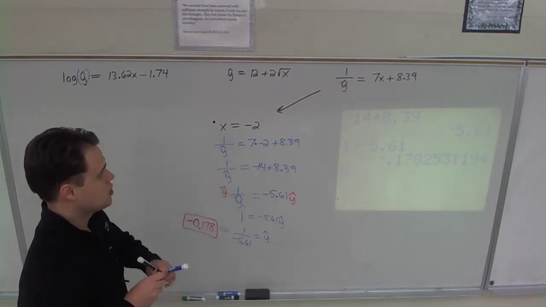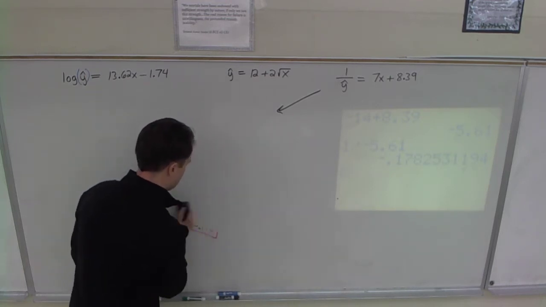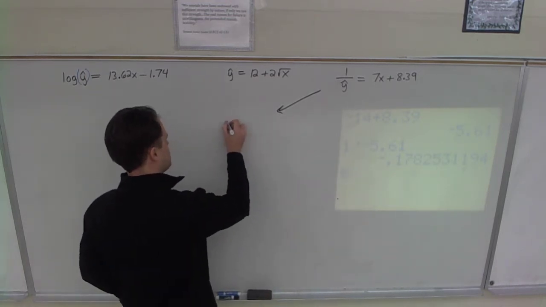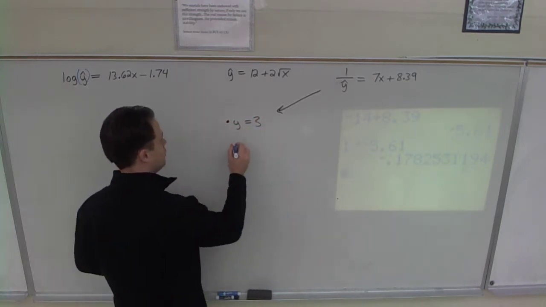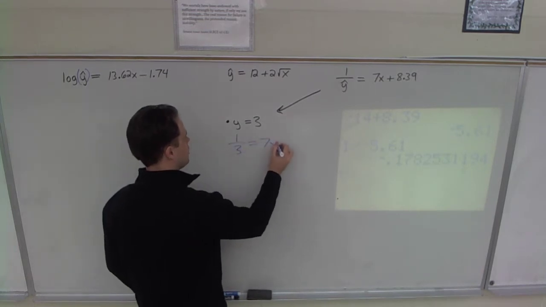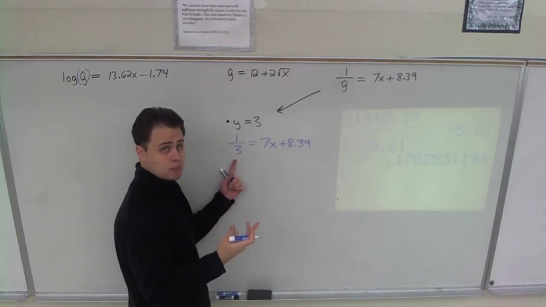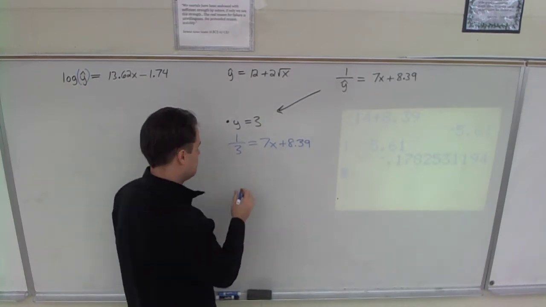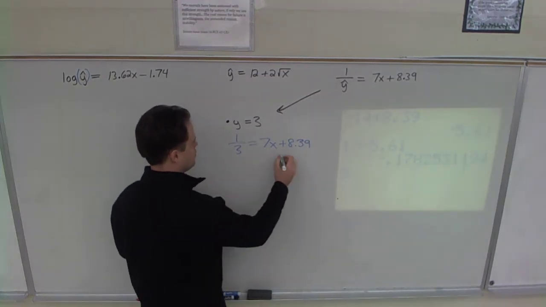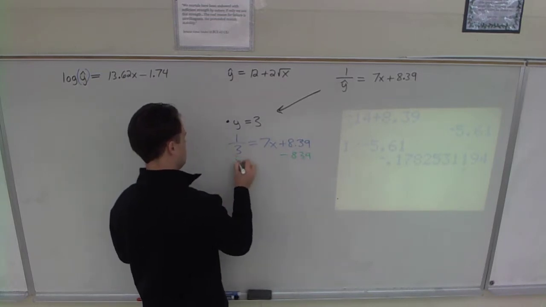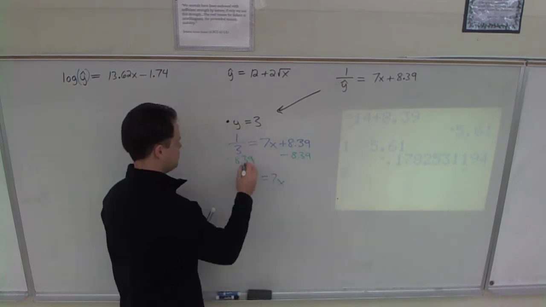So there's that prediction. Let's take that same model and plug something else in. I plugged x in, let's plug y in. So let's say we have y equals 3. We're going to get 1/3 equals 7x plus 8.39. That's a number, so I'm going to combine it with that number, like terms. Actually, you know what? I'm going to solve for x, right? Let's move this one this way. So we're going to have 7x equals 1/3 minus that.